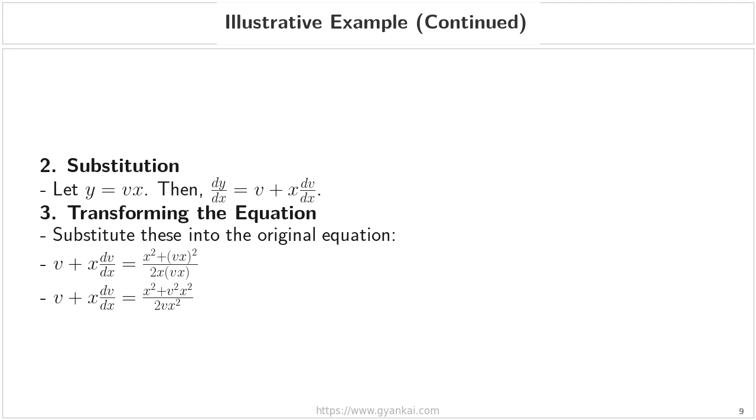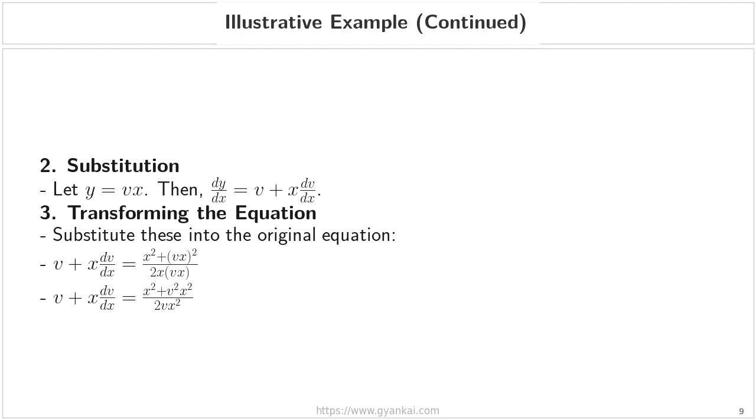Next, we move to step 3, transforming the equation. This is where the algebra happens. We are going to take our original equation, which was the derivative of y with respect to x equals the quantity x squared plus y squared, all over 2xy, and plug in our new terms. On the left side, we replace the derivative with our new expression, v plus x times the derivative of v with respect to x. On the right side, everywhere we see a y, we replace it with v times x. This gives us the numerator as x squared plus the quantity v times x, all squared.